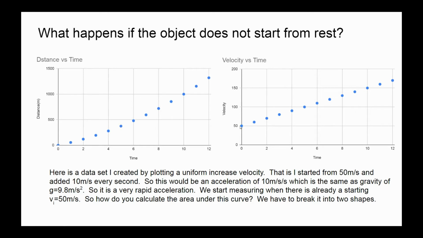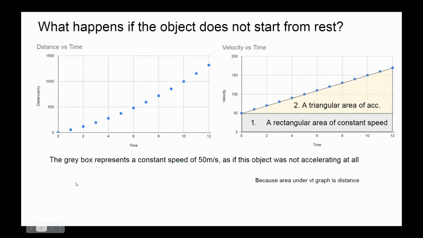Okay, so I started at 50 meters a second and I added 10 meters a second for a time period of 12. So it's a very rapid acceleration. This is gaining at 10 meters per second every second. That's the same as falling. So this plot could be an object falling on Earth. So how do we calculate the area under this line? We're going to have to break it into two pieces. So what we do is break it into a rectangular area and a triangular area.